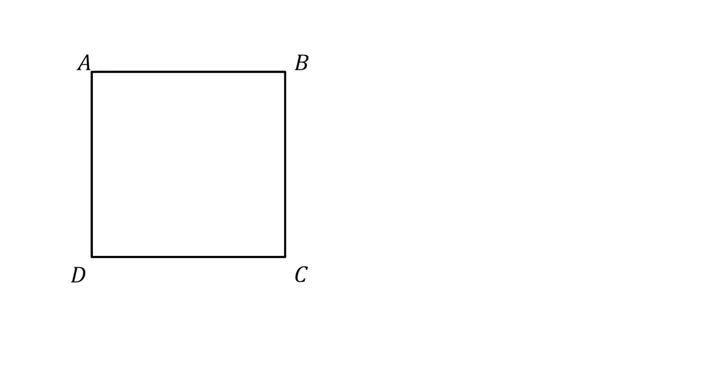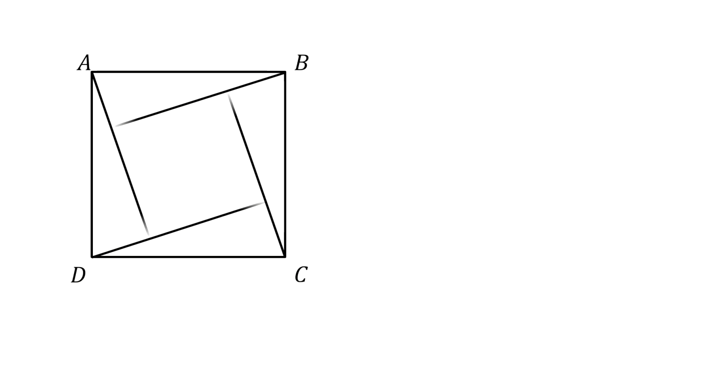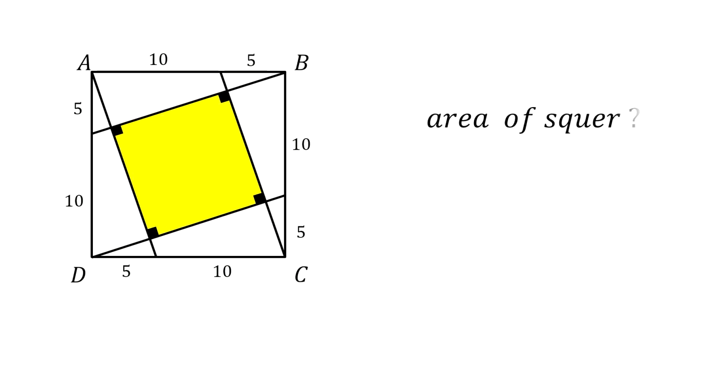This quadrilateral is a square. A line segment is drawn from each vertex, dividing one side of the square into two parts of lengths 5 and 10. A quadrilateral is formed inside these four lines, and it is a square. What is the area of this square?